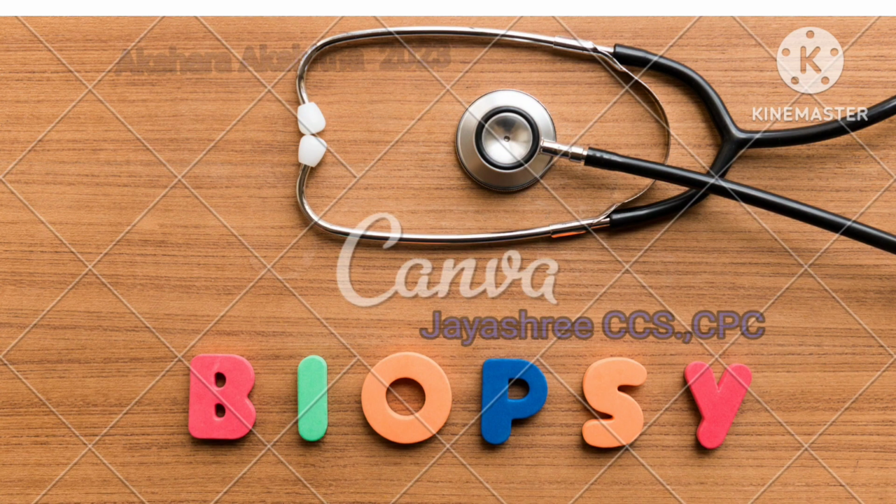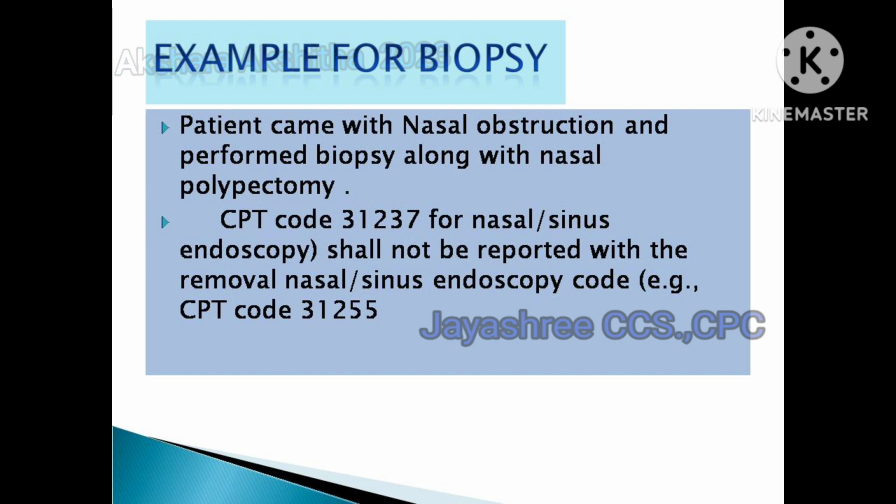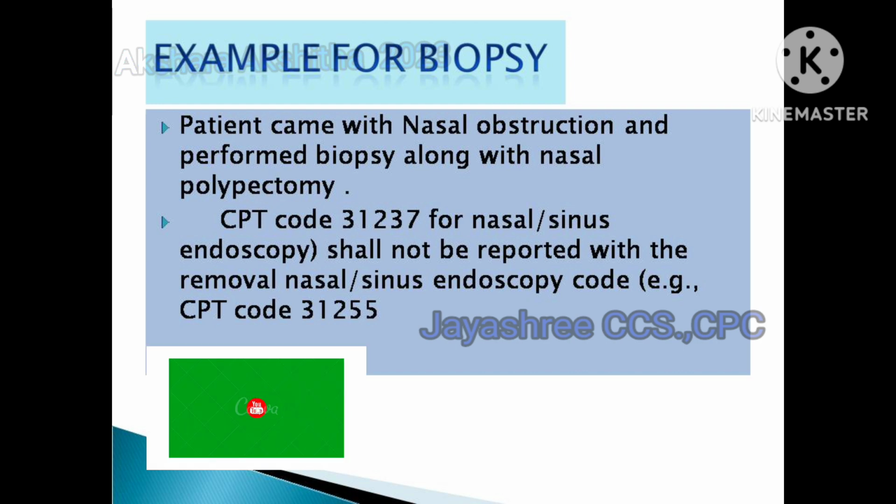For example, a patient came with nostril obstruction and a biopsy was performed, along with that a nostril polypectomy. In this section, polypectomy is the extensive procedure. With that extensive procedure, the biopsy cannot be reported, because both are at the same site. So 31237 shall not be reported with 31255. 31255 is removal of a polyp from the nostril by the endoscopy method.